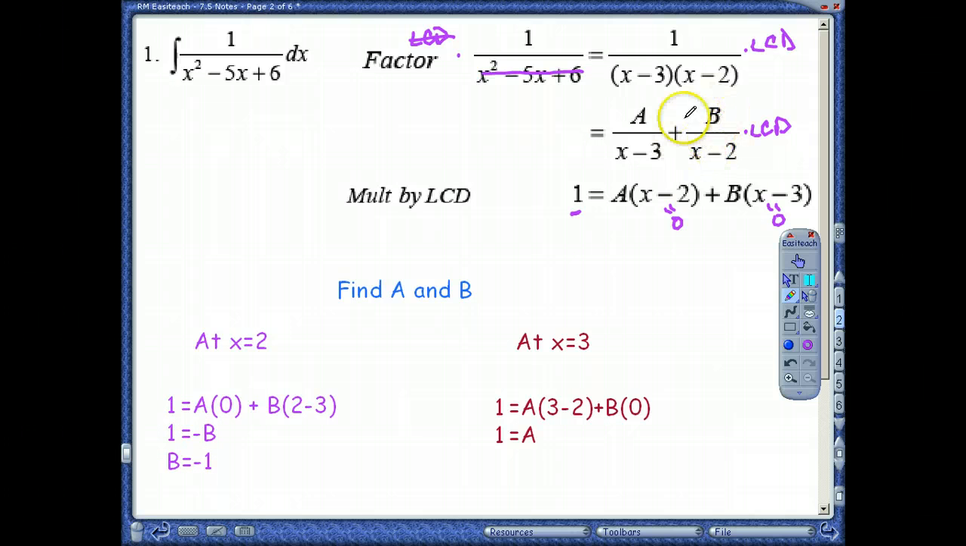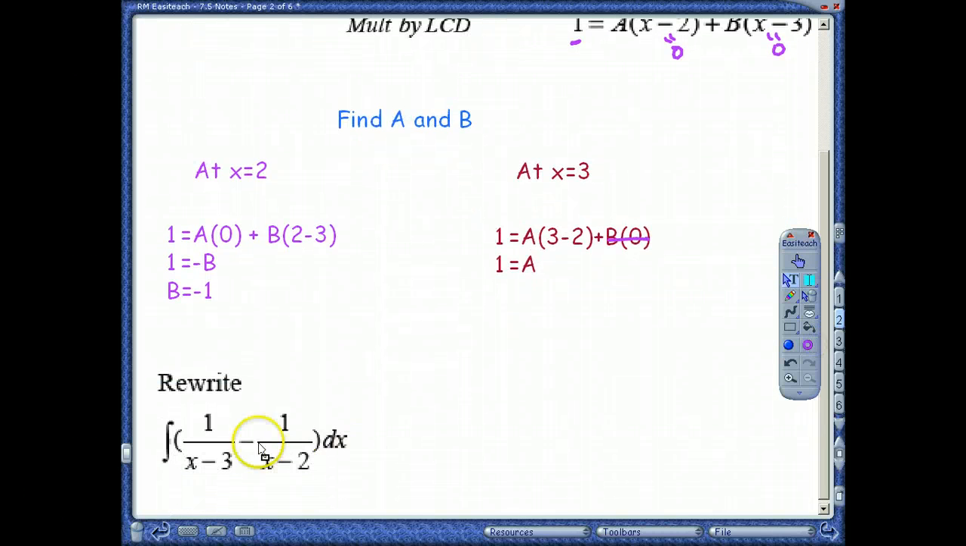So this fraction up here is negative 1 over x minus 2, and we're going to rewrite that in a moment. Now we're going to look at where the other factor is going to equal 0, so we're going to pick 3. If I plug 3 in for all of the x's, I end up with 1 equals A times 3 minus 2 plus B times 0. B times 0 is 0. A times 3 minus 2, that's 1, so A equals 1. So we're going to rewrite. This was A, so we have a 1 over x minus 3. This was B, so we have negative 1. Notice that's a negative now.